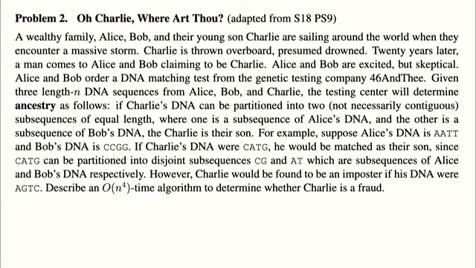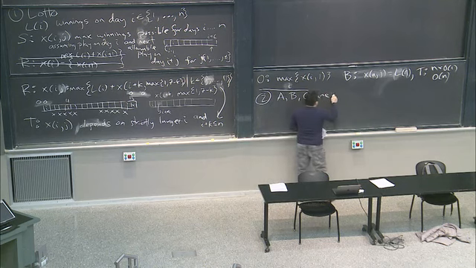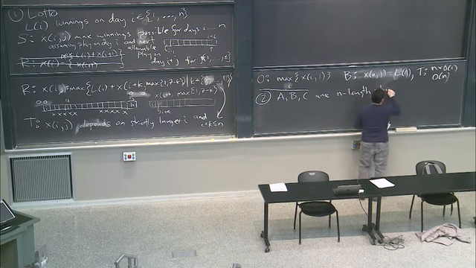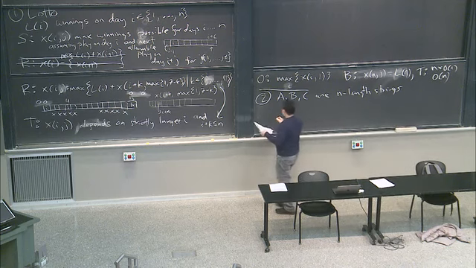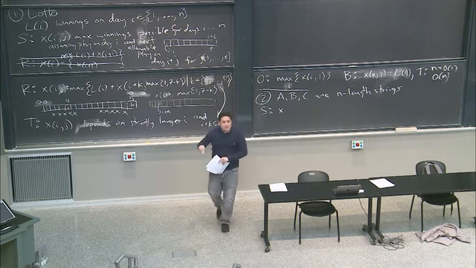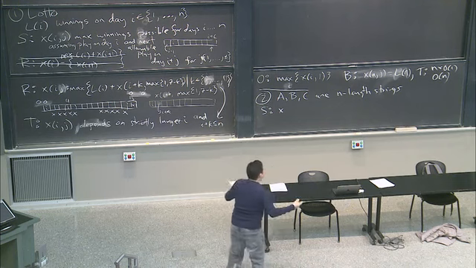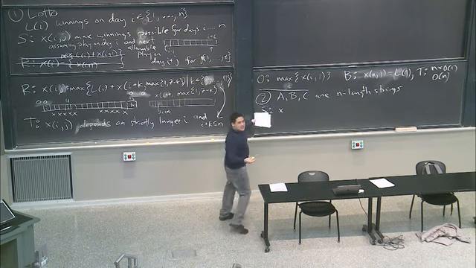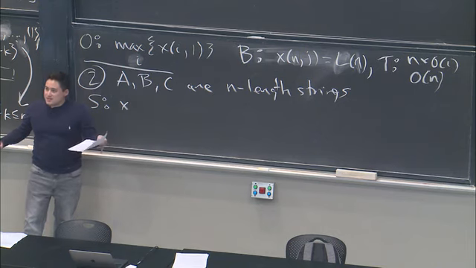So let's get some notation here. A, B, and C are n length strings, right? So what could I do? Let's define some subproblems. If I were to go via longest common subsequence, I might keep track of an index of a suffix or prefix of each one of these strings, right? That kind of makes sense.